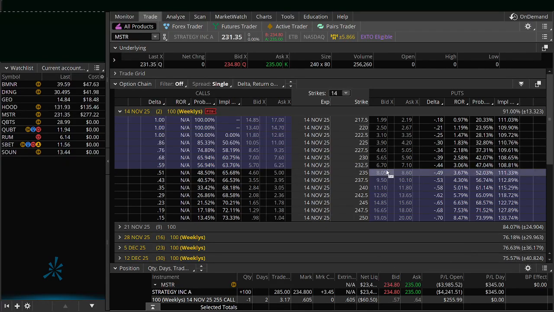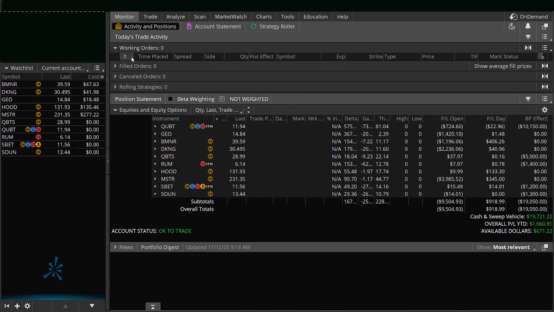Once that goes through, you should get a pop-up that says that it executed. If you don't notice that, you can always come back to monitor again, and you can look under working orders and determine if it's stuck or if it went through. If it went through, it will now show up under your watch list as an open position, and it should show up under equities and equity options.